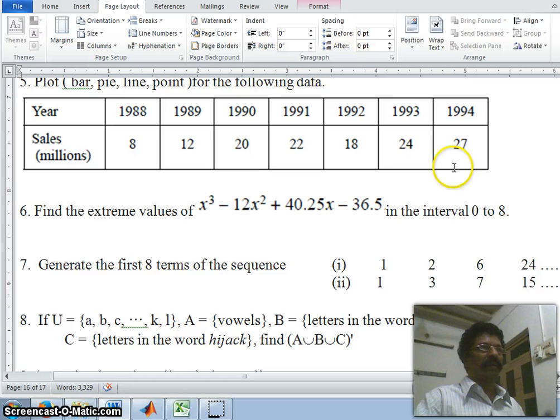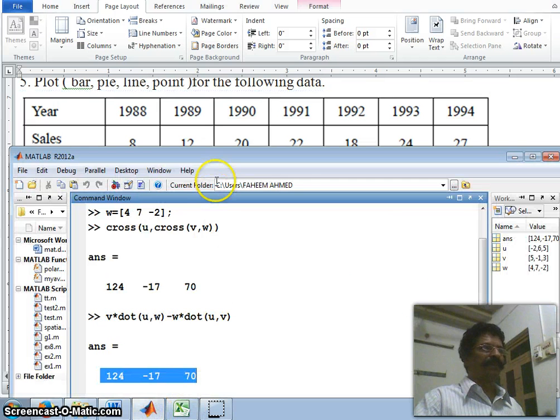Plot this data. You can use the bar graph, pie graph, line graph or point graph. Seven years are given, 1, 2, 3, 4, 5, 6, 7, and these are the sales, either in terms of thousands or lakhs or millions. This million is not required. How do we plot the data for a set of values on the x-axis and the corresponding value on the y-axis? How do we do this?